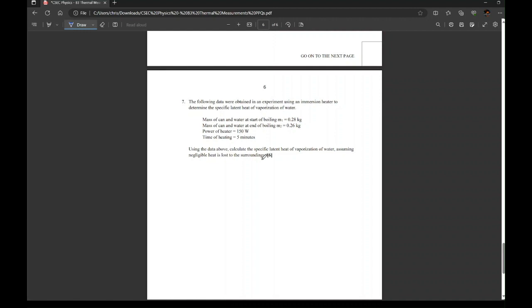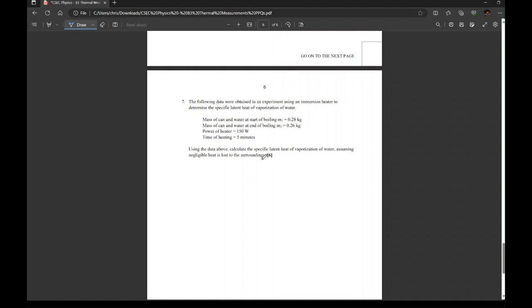Okay, so what does number 7 say? Number 7 is asking us to, I believe, calculate the specific latent heat of vaporization of water. They gave us some data in an experiment using a heater to obtain the latent heat of vaporization of water. So they gave us the mass of the can and water at the beginning and at the end of the boiling, the power of the heater, and the time of heating.